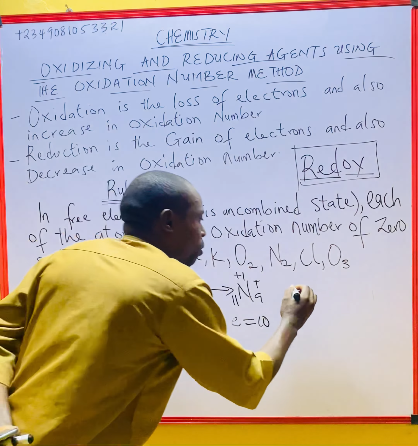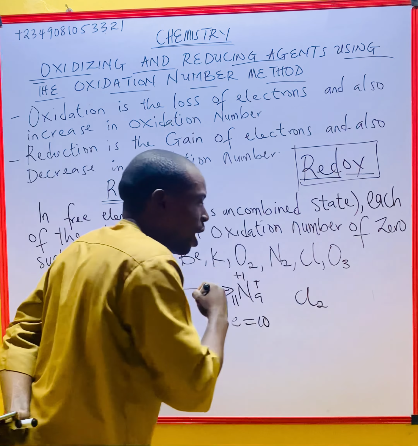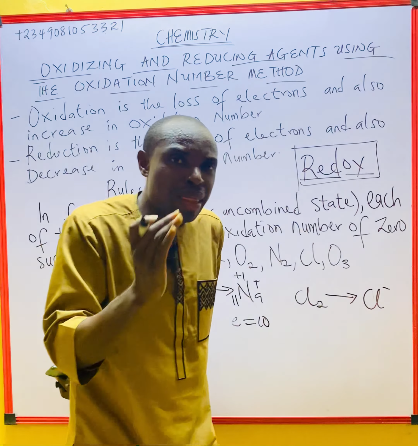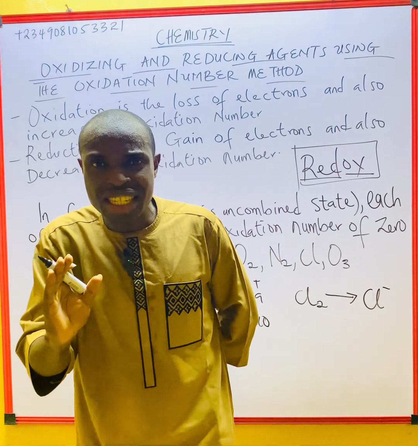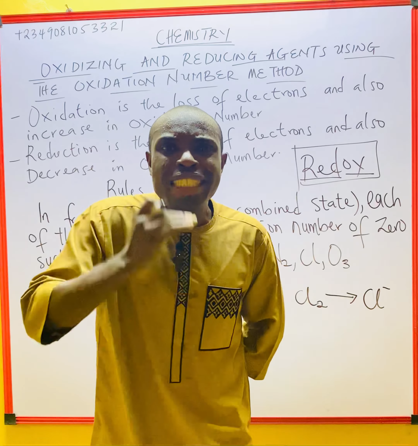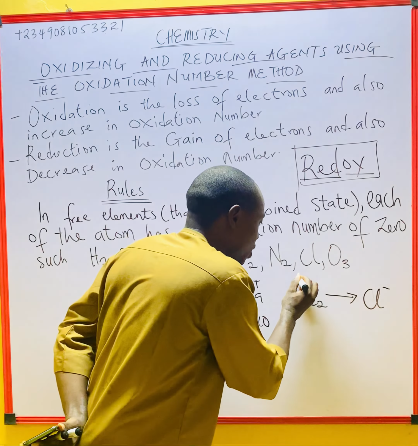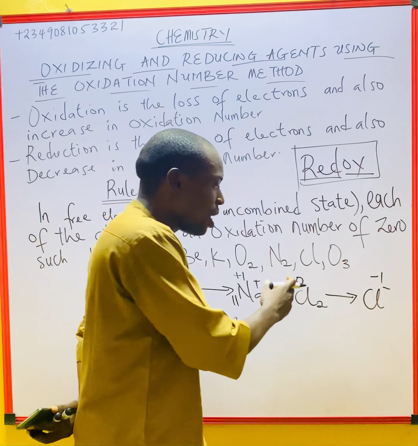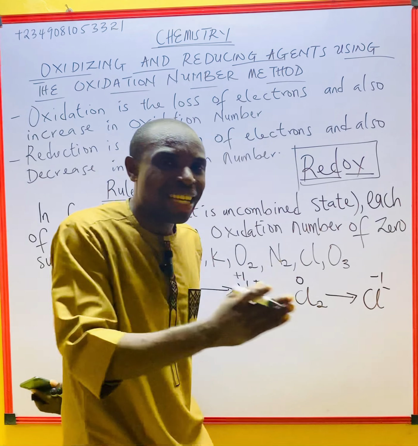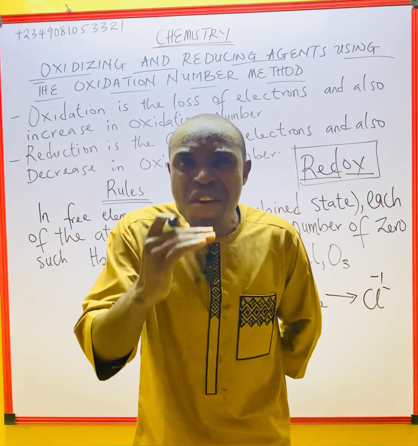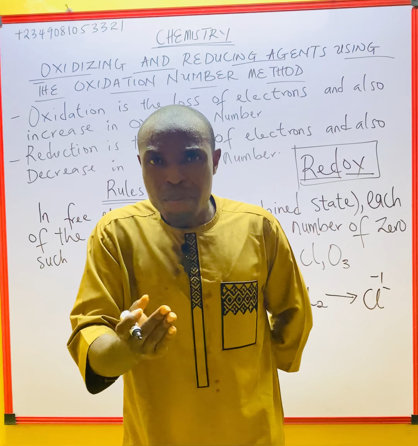Now, in the case of chlorine molecule to chloride ion, take note, we have said that elements in their uncombined state, or free elements, have an oxidation number of 0. Meaning here is 0, here is minus what? 1. Right? Here is 0, here is minus 1. So from 0 to minus 1 is simply a decrease in oxidation number. And if there is a decrease in oxidation number, it simply means that it is reduction. But there is a gain of electron.